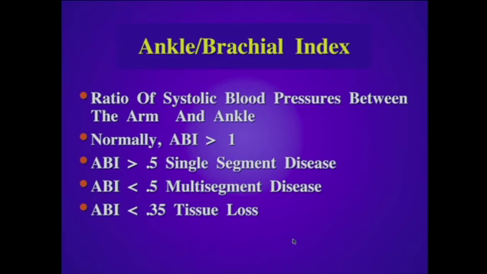The ankle brachial index is the ratio of systolic blood pressures between the arm and the ankle. Normally, the ankle brachial index is greater than 1. When the ankle brachial index drops below 1, but is greater than 0.5, we usually consider single segment disease. When it drops below 0.5, then we become concerned that the patient has multisegmental disease, and as it drops even lower, we get concerned for tissue loss and gangrene.